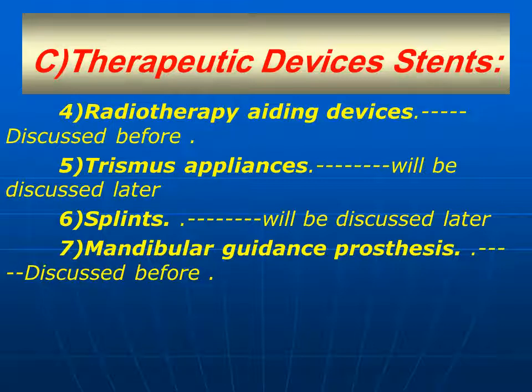The other four types of therapeutic device stents are: first, radiotherapy aiding devices, or what we call radiotherapy prostheses, which were discussed in the previous lecture. Trismus appliances will be discussed later in the trismus lecture. Splints will also be discussed later in the lecture on splints. And mandibular guidance prostheses were discussed in the chapter on mandibular defects.